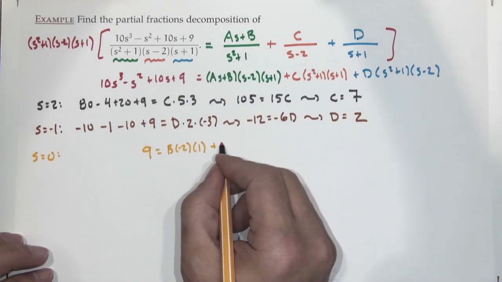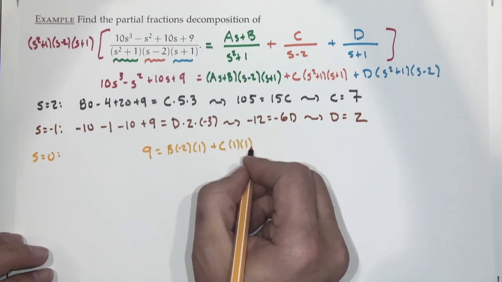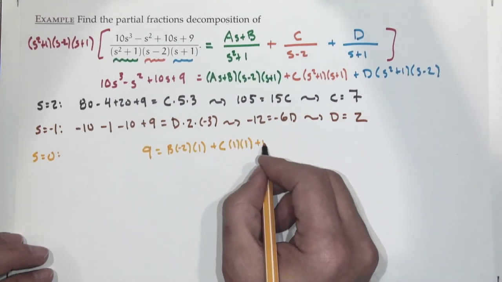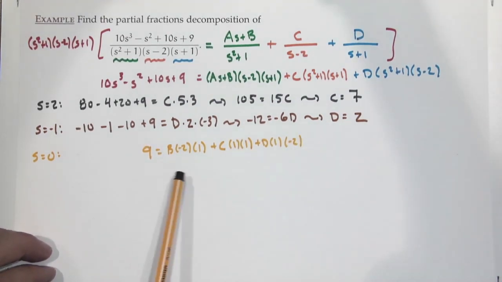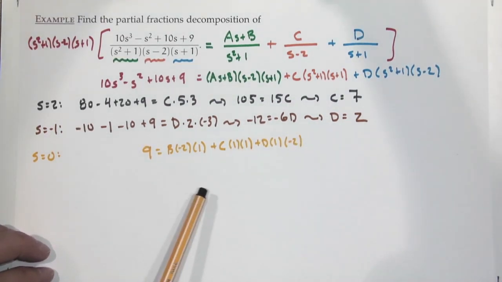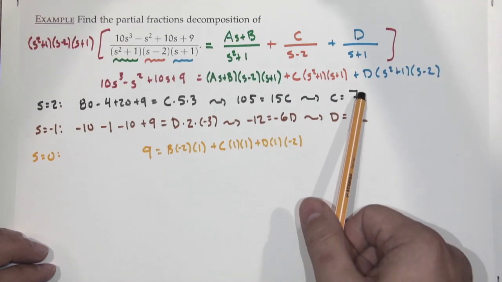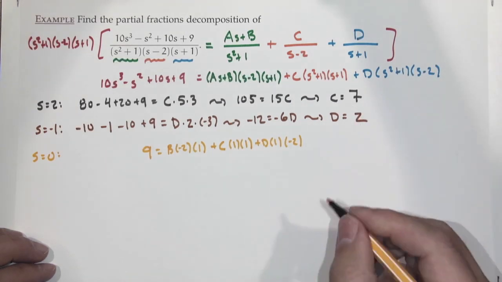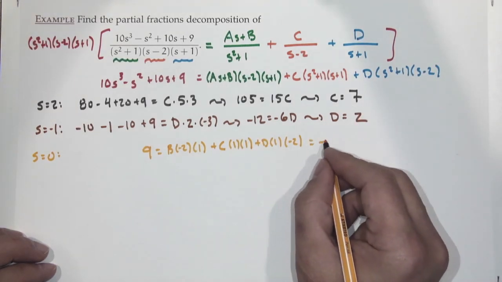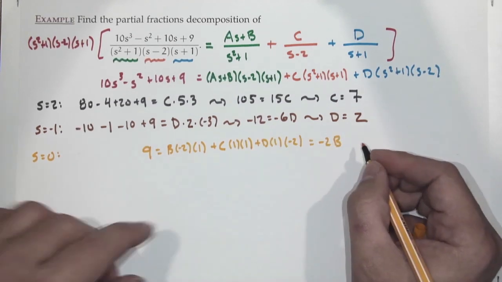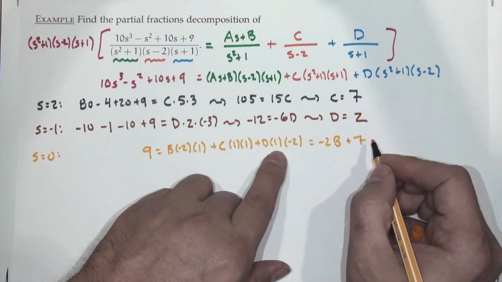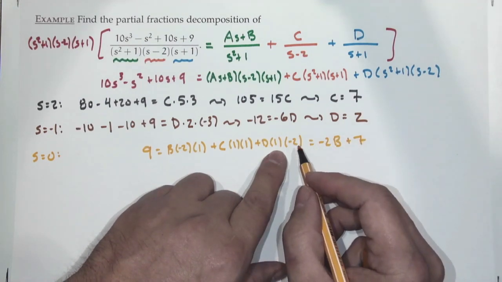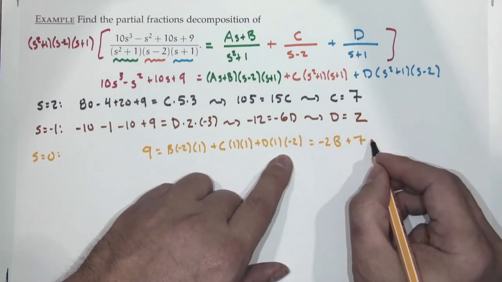plus C times 1 times 1, plus D times 1 times negative 2. And you're like, aha, Steve, see? You don't know C and D, do you? Oh, wait, yeah, we do. So this is negative 2B. C is 7. Then D is plus 2 times minus 2, which makes minus 4.